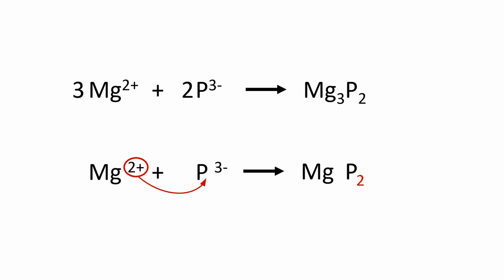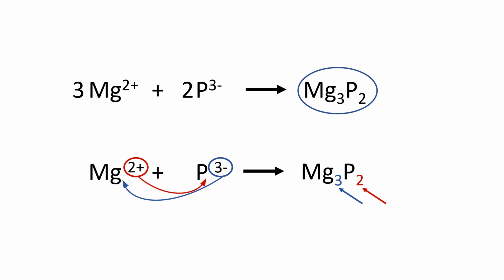So we have that 2 in the subscript of our phosphide, and that 2 came from the charge on the magnesium. And then what if we were to take the magnitude of the charge on the second ion and write it in the subscript of the first ion? It would look like this. And look, that 3 from the phosphide ended up in the subscript of our magnesium, and the 2 from the magnesium ended up in the subscript of our phosphide. And this formula is the same one that we calculated previously.